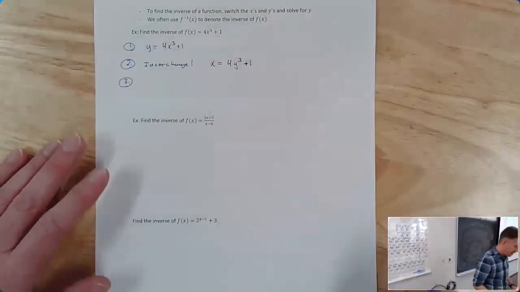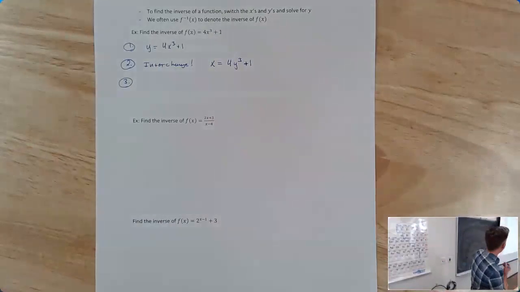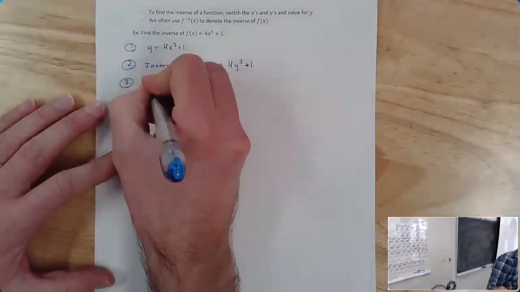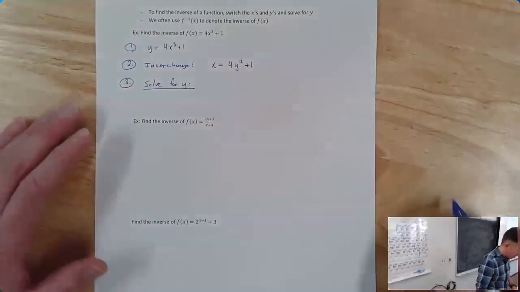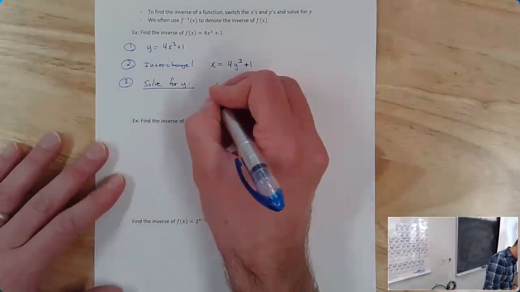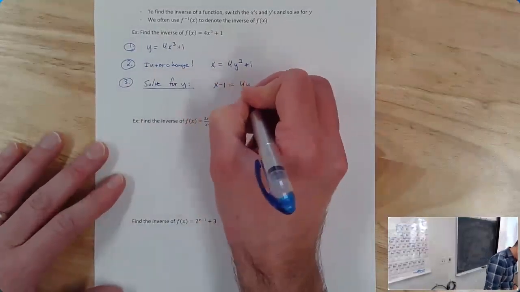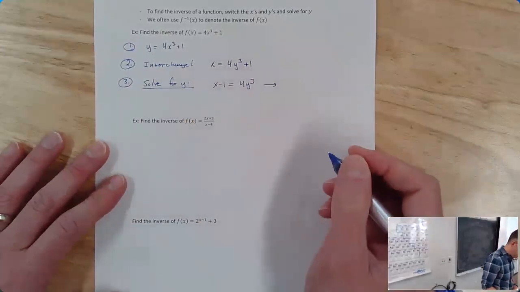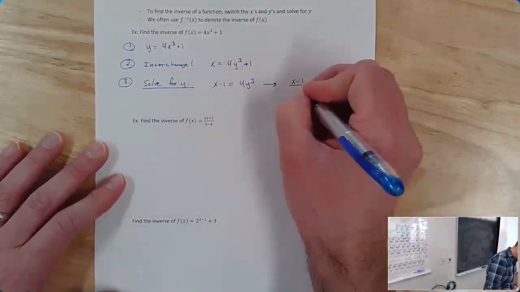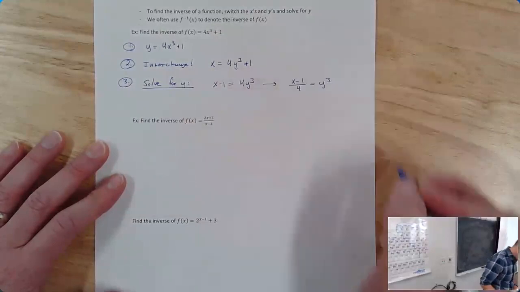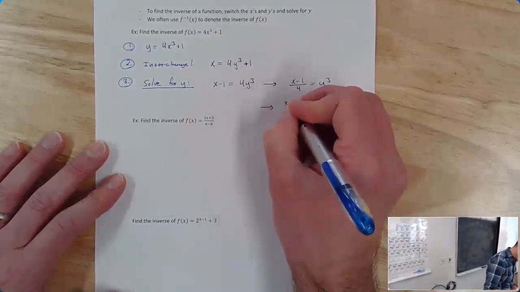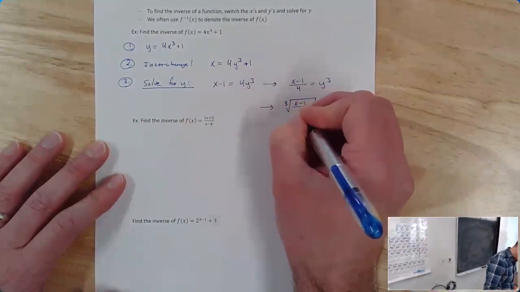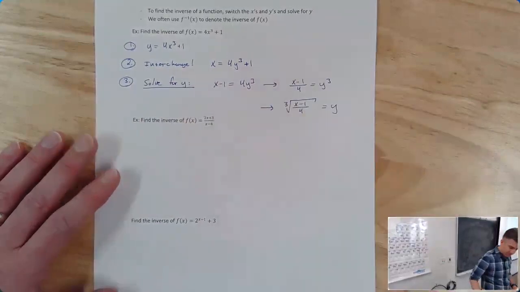And then after that, that's the easy part. The next part is the less important, but still important, harder part, where we solve for y. So here I'm going to subtract 1 from both sides. X minus 1 equals 4y cubed. And then I'm going to divide both sides by 4. X minus 1 divided by 4 equals y cubed. And then I'm going to take the cube root of both sides. Let's say that the cube root of x minus 1 divided by 4 is equal to y.